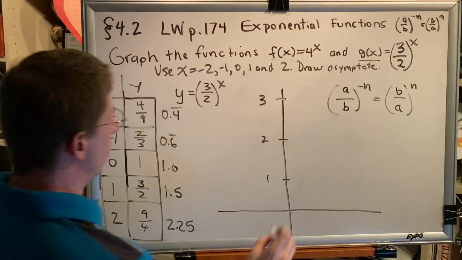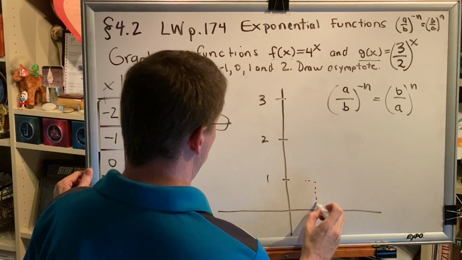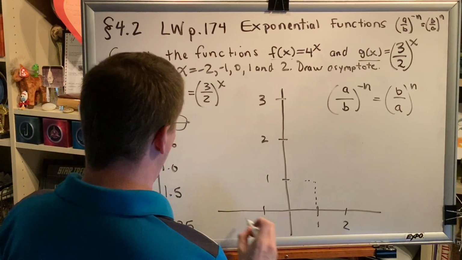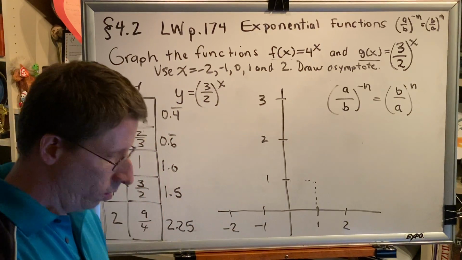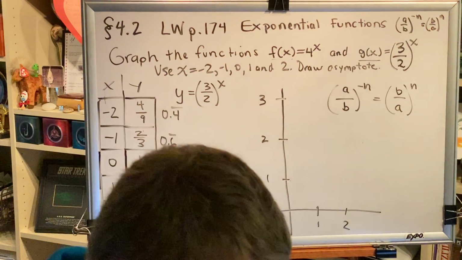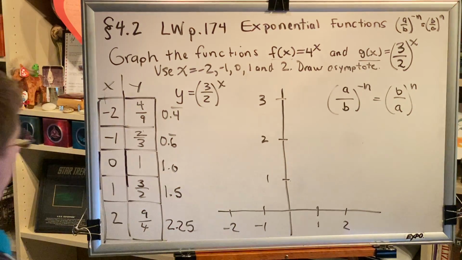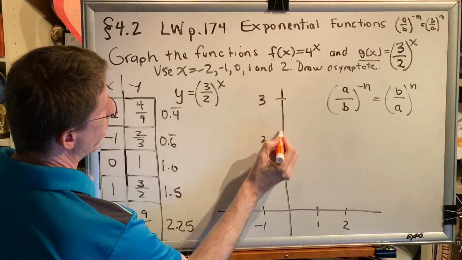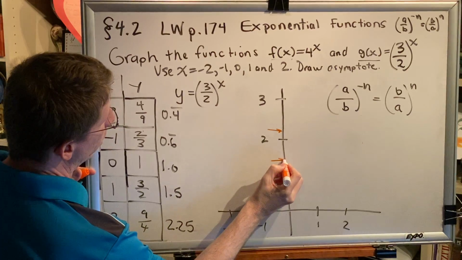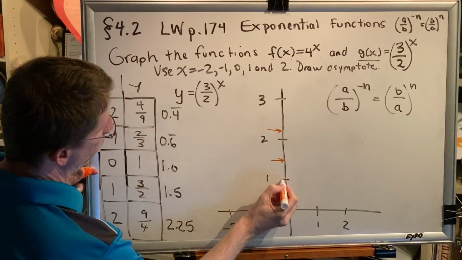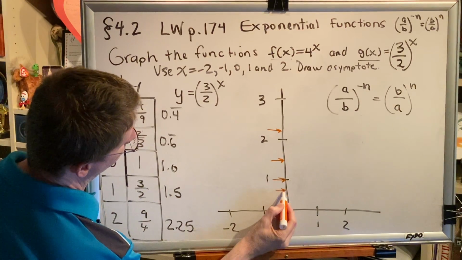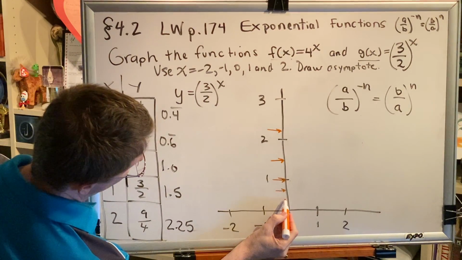Our x's, let's make a square out of this. So our x's are 1 and 2 and -1 and -2. And that should allow us to plot our points. So let's see if we can find the y values on the axis first. So 2.25, that's approximately here. 1.5, that's approximately here. 1 is here. 0.6 repeating is approximately here. And 0.4 repeating is approximately here.